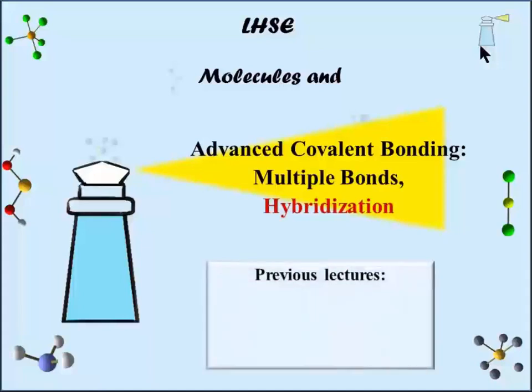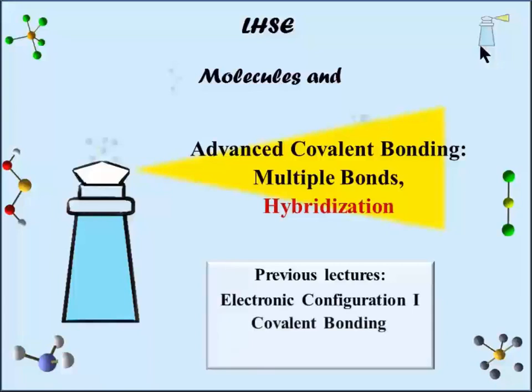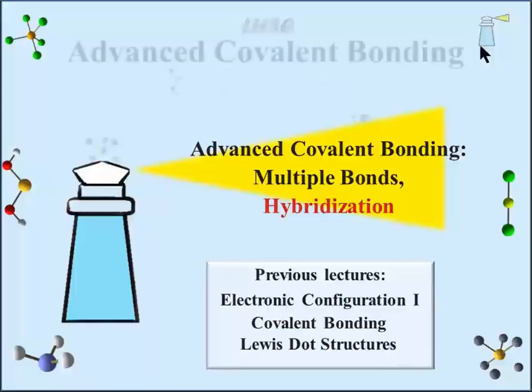Material in this lecture relies on an understanding of the previous lectures: Electronic Configuration Part 1, Covalent Bonding, and Lewis Dot Structures. Before we start, it should be noted that this lecture contains material, such as hybridization, that many chemistry classes do not cover or do so to a small degree. The student should therefore verify what is expected of them regarding this material and give it the attention it warrants.